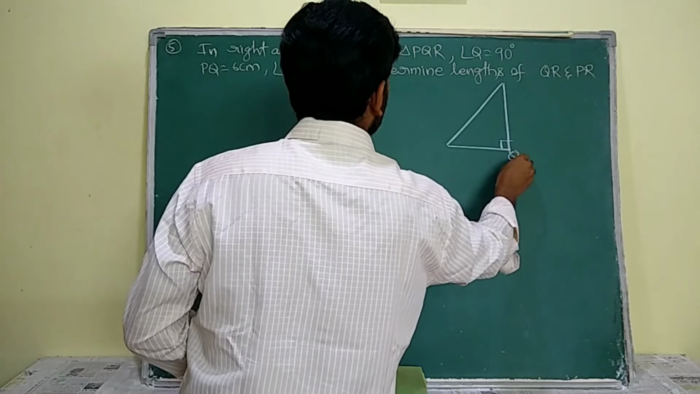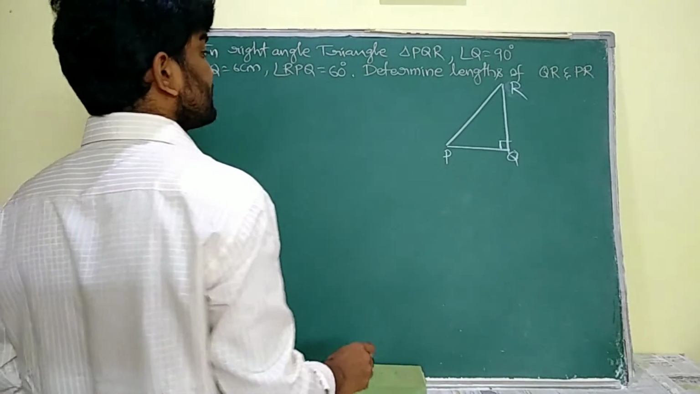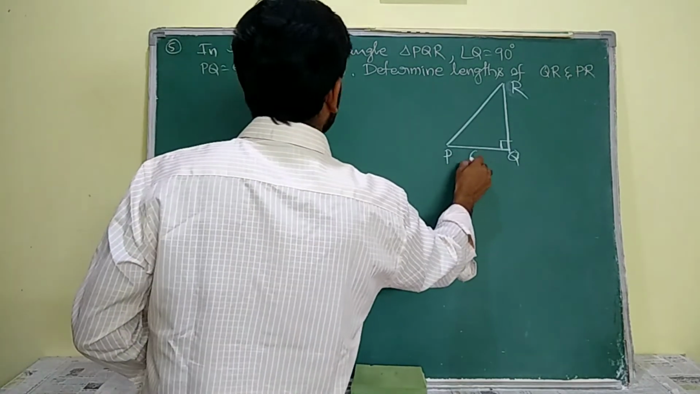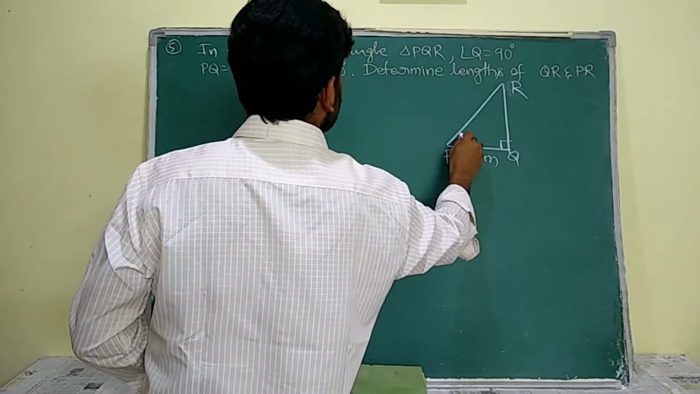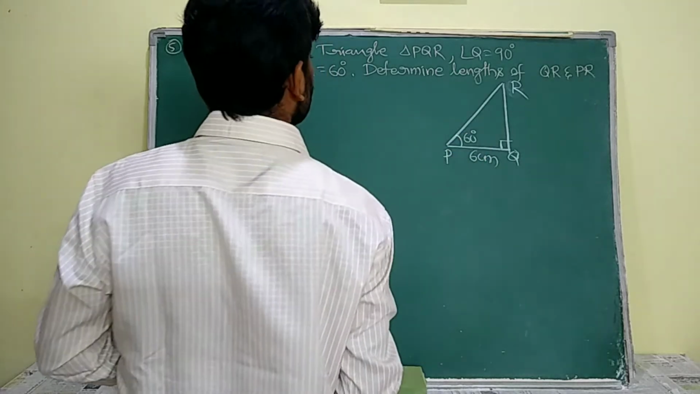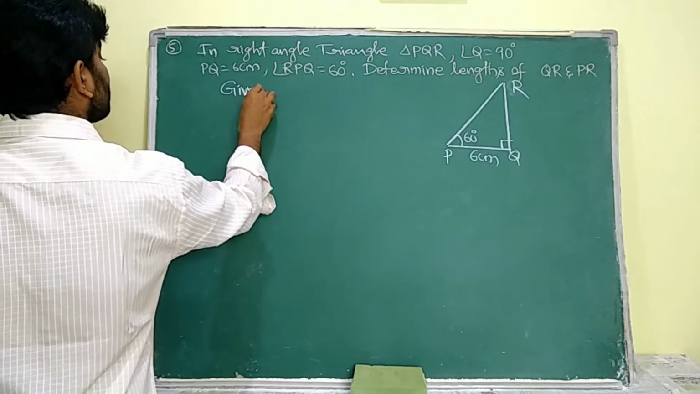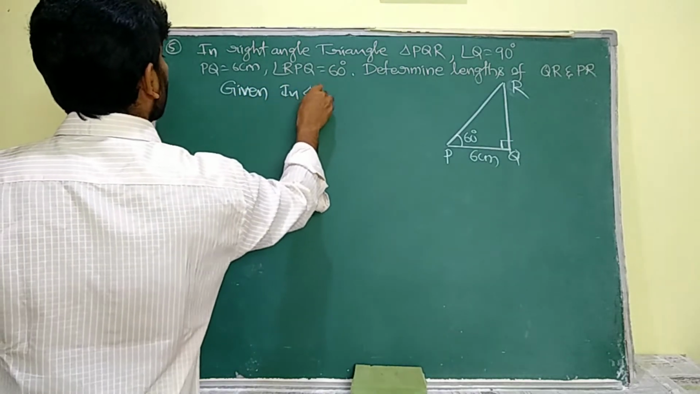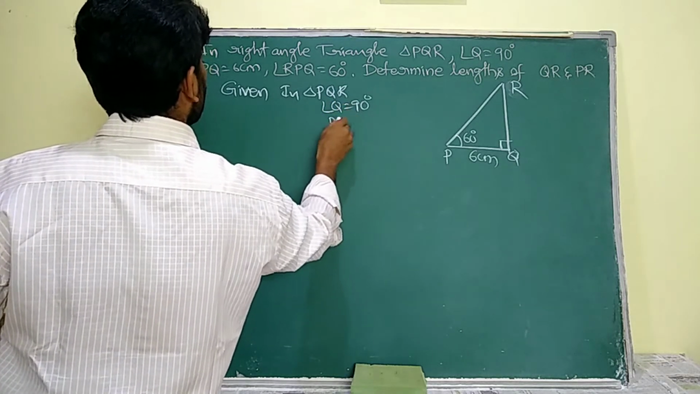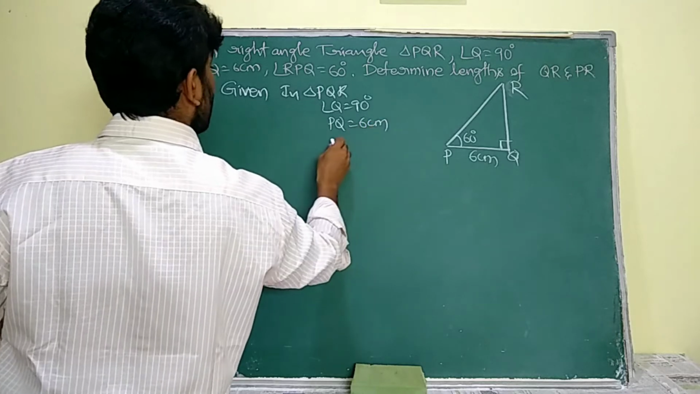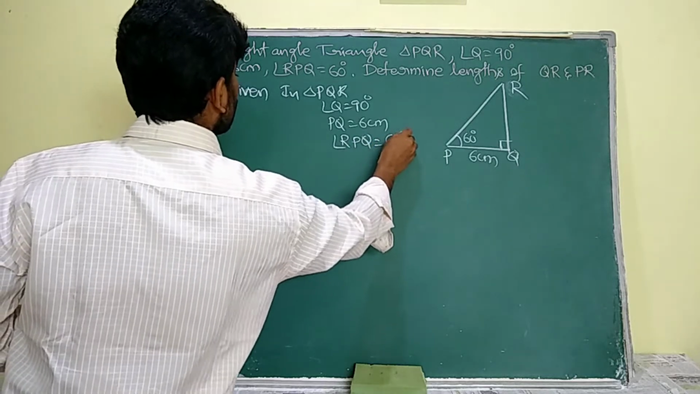Angle Q is equal to 90 degrees. Let us suppose the vertices are P and R. Now he said PQ is equal to 6 centimeters, and angle RPQ is given as 60 degrees. So, given in triangle PQR, angle Q is equal to 90 degrees, PQ is equal to 6 centimeters, and angle RPQ is equal to 60 degrees.